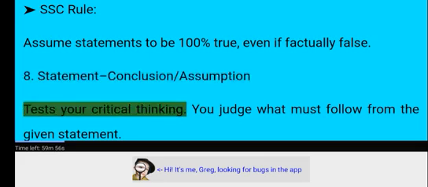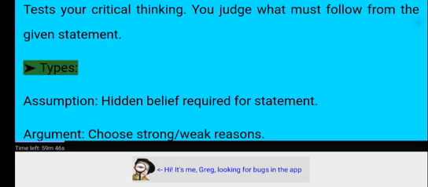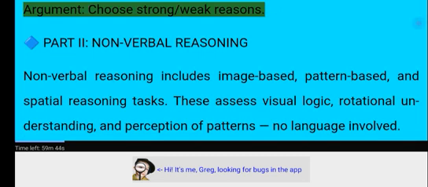8. Statement, conclusion, assumption. Test your critical thinking. You judge what must follow from a given statement. Types. Assumption. Hidden belief required for the statement. Argument. Choose strong or weak reasons.